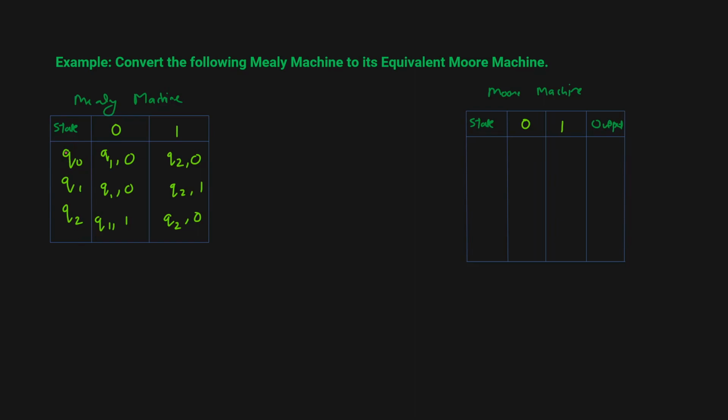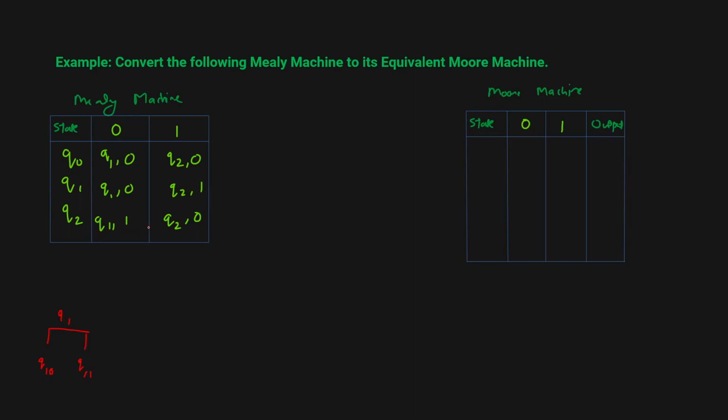But first we'll look at just Q0. For Q0, are there different outputs? No, not over here. Now in Q1, as we have seen, there are different outputs, that is output 0 and output 1. So we will create two different states of Q1. We'll divide it into two different states. The first one we'll call Q10 and the second one we'll call Q11.